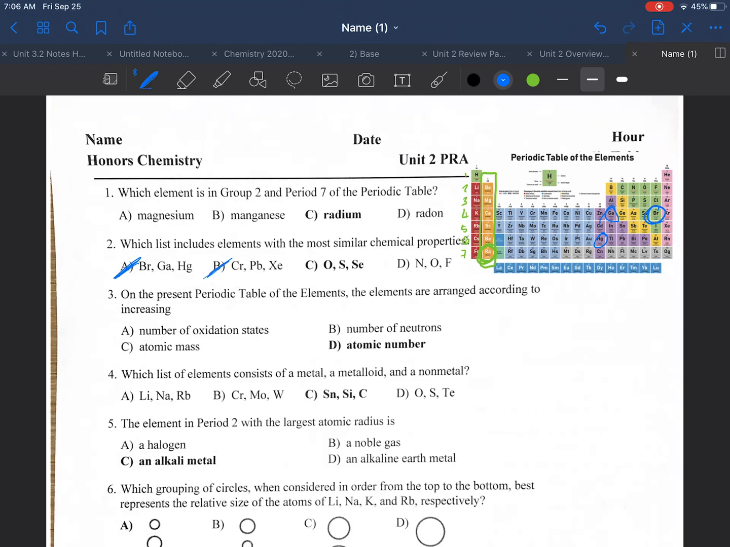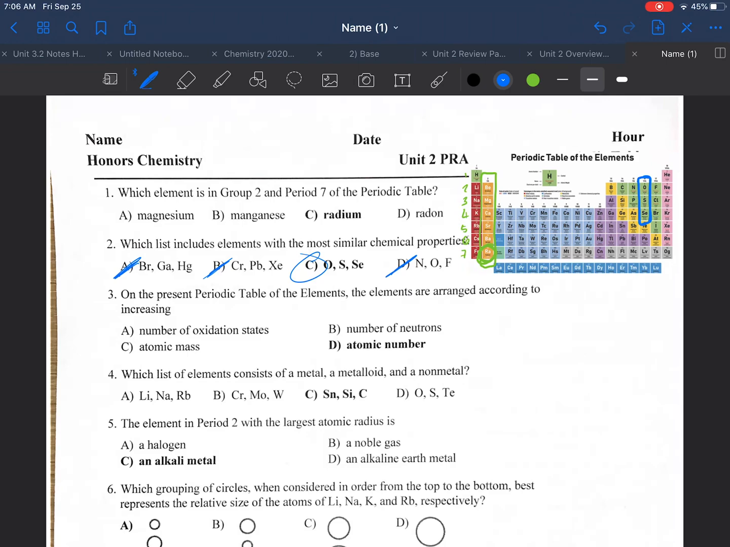This is the same process for B. And the reason why it's not nitrogen, oxygen, and fluorine is that's across the period, and chemical properties trend down the group, which leaves us with oxygen, sulfur, selenium, which would be, let me erase here, these guys. So recognizing they're down a group, therefore have similar chemical properties.